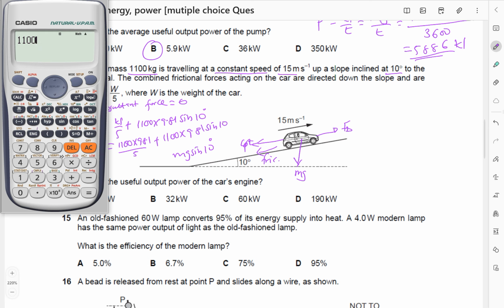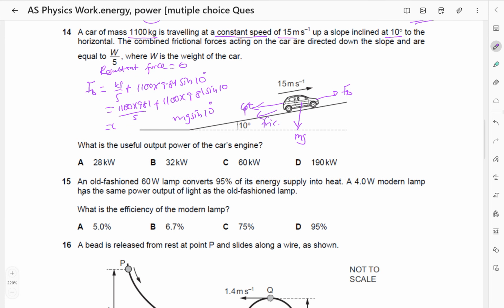1100 times 9.81 sine of 10, plus 1100 times 9.81 divided by 5. So I'm getting 4032. So this is 4032 newtons. So that is the force forward.